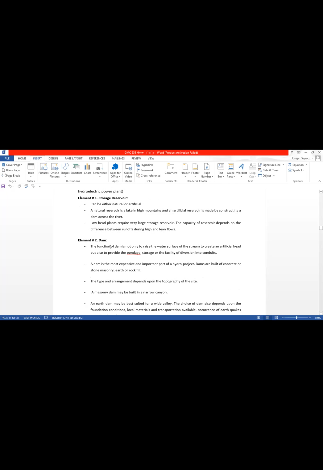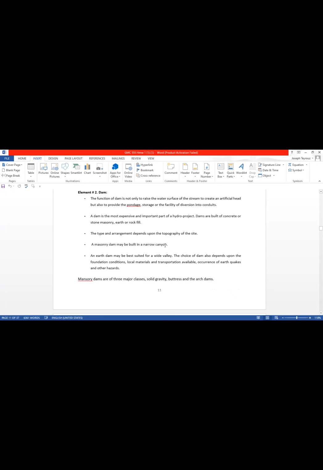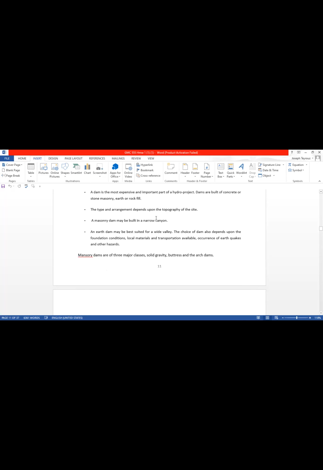Second, we have the dam. Its function is not only to raise the water of the stream to create an artificial head, but also to provide the pondage, and the storage or ability of diversion into conduits. A dam is the most expensive and important part of a hydro project. It could be built in a narrow canyon. An earth dam may be best suited for a wide valley. Okay, as we see here in the picture, this is the dam.